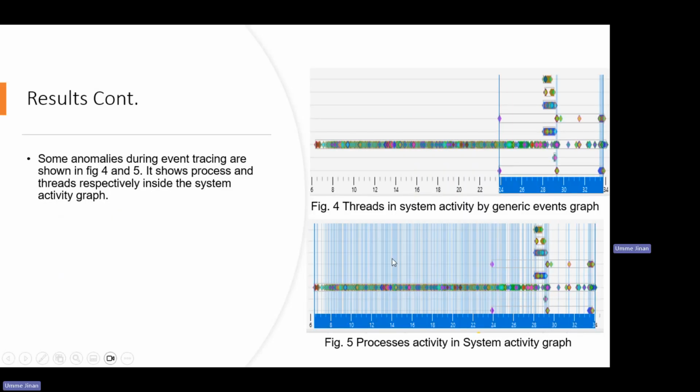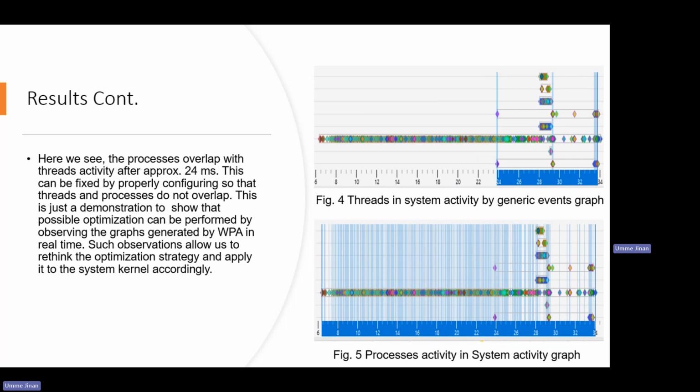So in figures 4 and 5, here we see some of the anomalies during event tracing. It shows the process and threads respectively inside the system activity graph. Here the processes and the threads overlap, which will show again the overlap with thread activity after approximately 24 milliseconds. This can be fixed by properly configuring so that threads and processes do not overlap. This is just a demonstration to show that possible optimization can be performed by observing the graphs generated by WPA in real time.